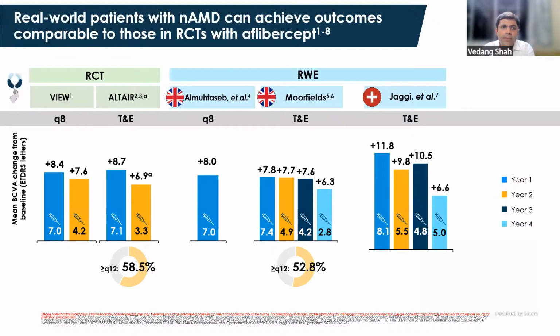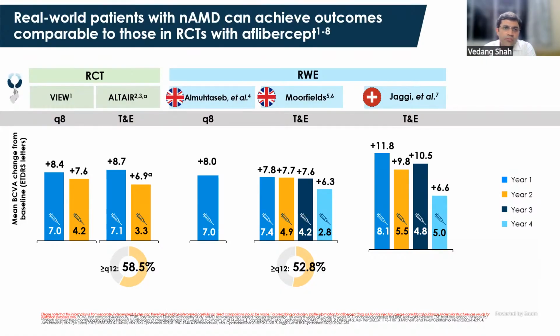So this is just a comparative study that helps us understand how VIEW 1, ALTAIR, and the other studies that are lined up corroborate what I'm saying, as to how the number of injections per year reduces.